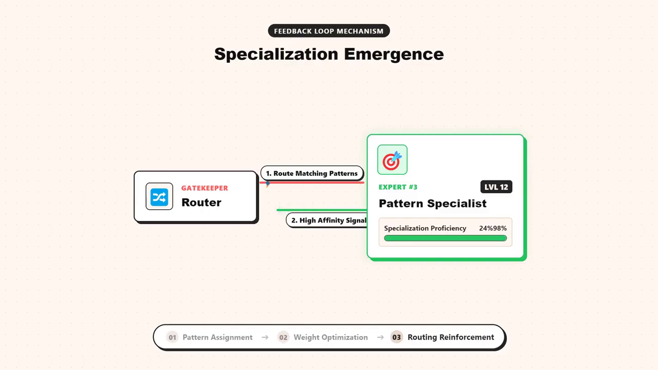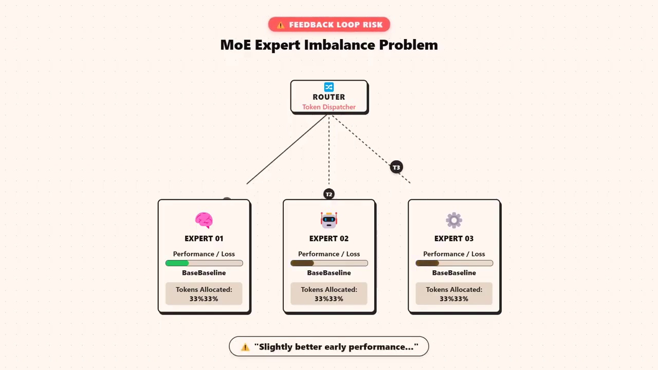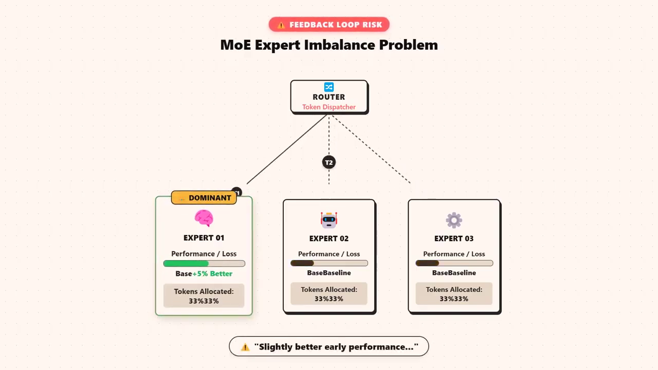Because the expert becomes better, the router has more reason to send similar patterns there. That is how specialization can emerge. But this feedback loop also creates a serious problem. What happens if one expert becomes slightly better than the others early in training?